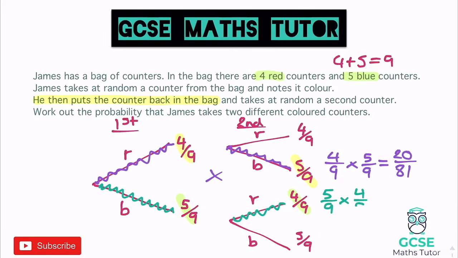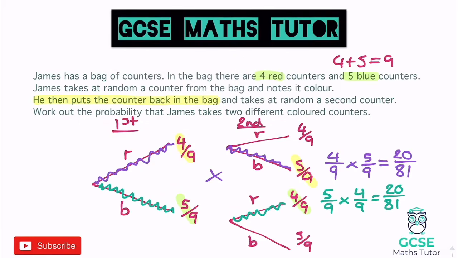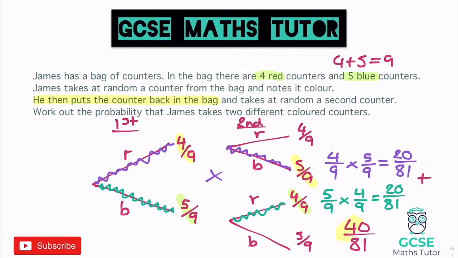And 4/9 times 5/9, again on the top we get 20, and again on the bottom we get 81. But that there is taking a blue then a red. Okay, and there are 20 ways of doing that as well. So there are 20 ways of getting a red then a blue, and 20 ways of getting a blue then a red. So the total probability there, in order to get our final answer, we just need to add these two together to combine them to get the total probability there. So 20 plus 20 on the top gives us 40 out of the possible 81 ways. Remembering you don't add the denominators together there when adding fractions, and that would give us our final answer, 40 out of 81.